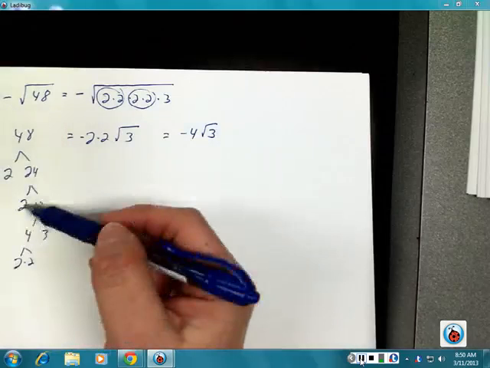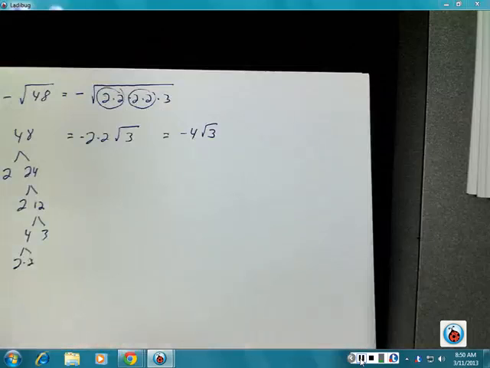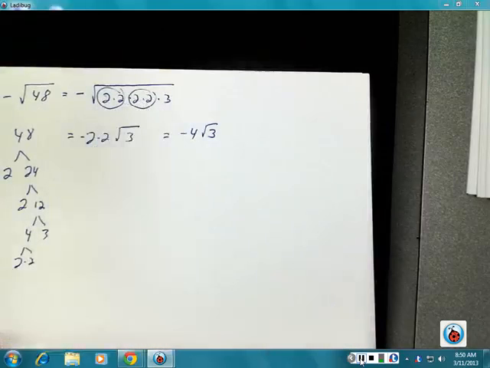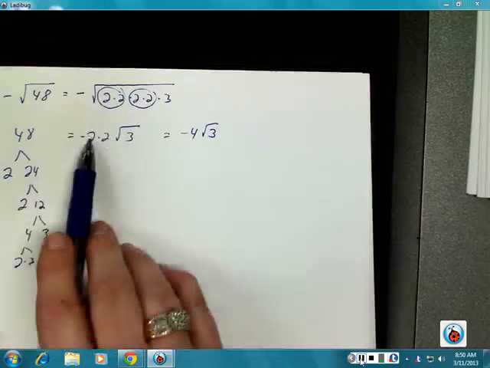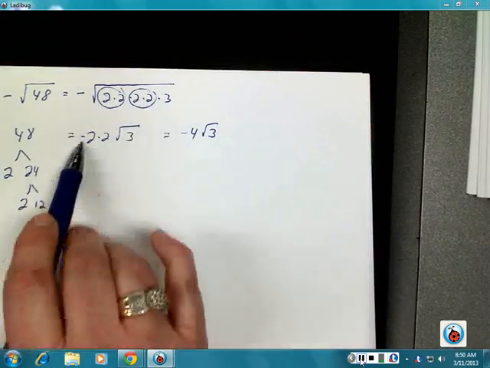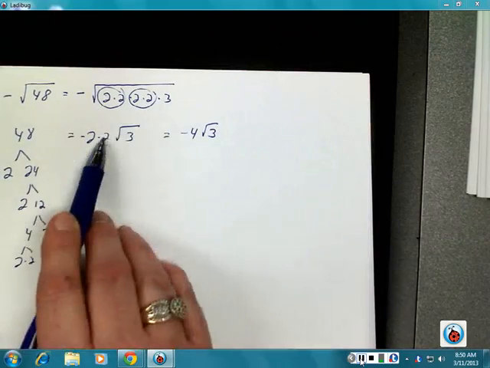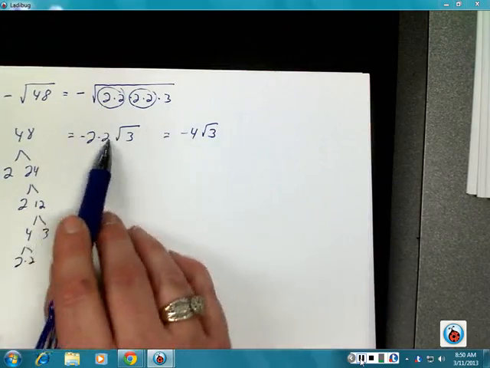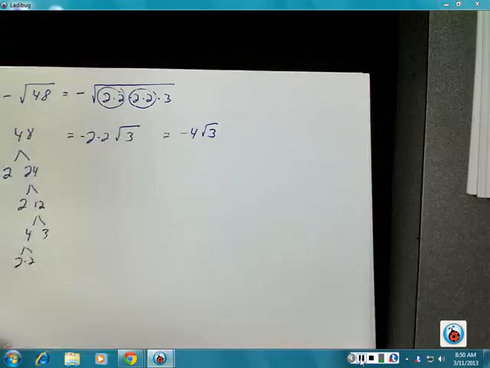So if you take 48 and break it all apart, it's prime factorization stuff down the side. Then we've got 1, 2, 3, 4 2's. And so I got 2 times 2 times 2 times 2 times 3. And then I can pull out a 2. I can pull out another 2, leaving a 3, and I get 2 times 2 is 4. And it's negative because I got a negative out in front, so it's negative 4 square root of 3.